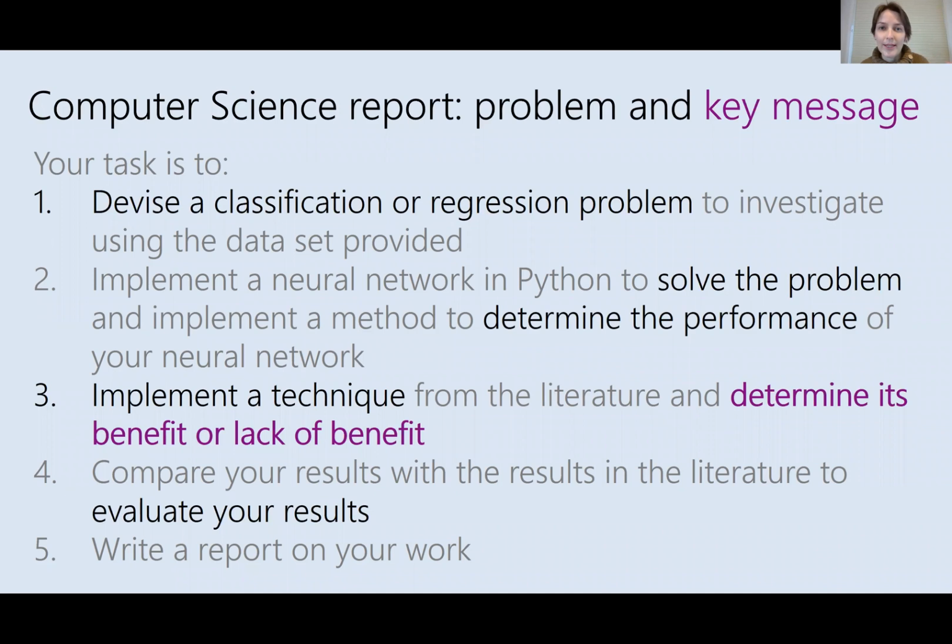So a set of problems that you need to analyze. You need to devise a particular classification or regression problem. You need to try and solve the problem in Python, determine the performance of your neural network that you've designed, and implement a technique from it. So your key message there is going to be about determining overall its benefit or lack of benefit. So given the neural network that you propose, overall, was it successful or not? What was the benefit or lack of benefit that it had?